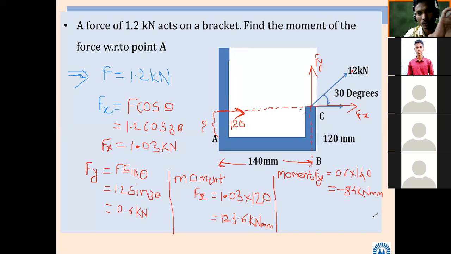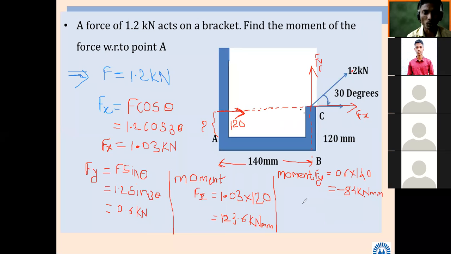You have applied the force something like Fy. So the object will rotate in anti-clockwise direction. Now, moment due to Fx we have calculated, and moment due to Fy we have calculated.